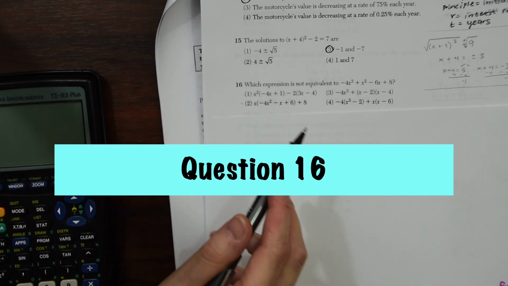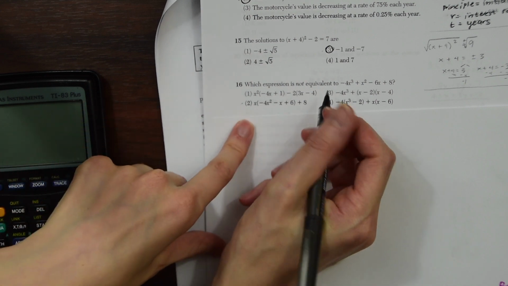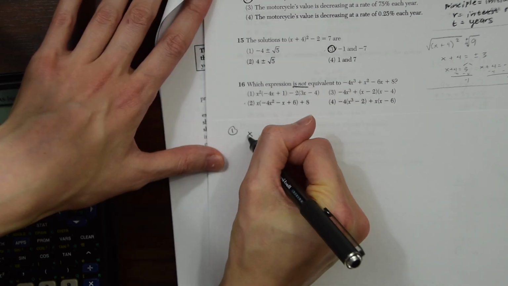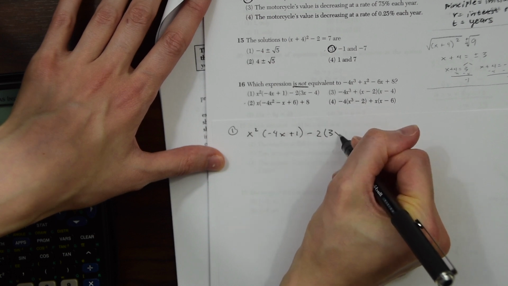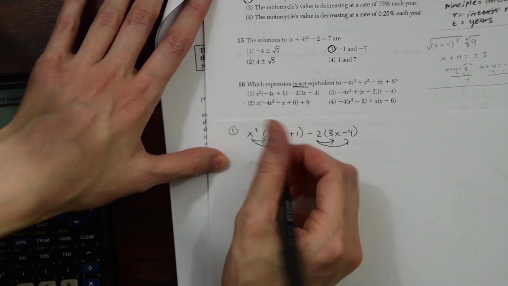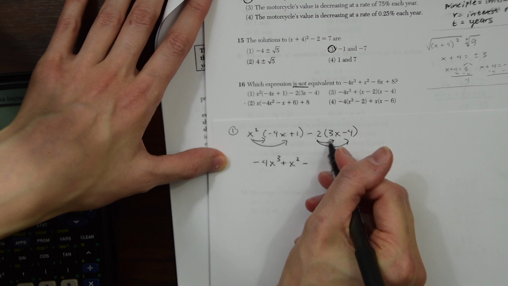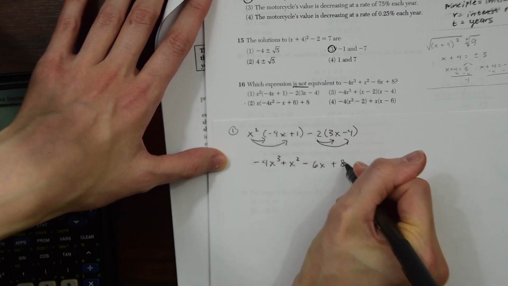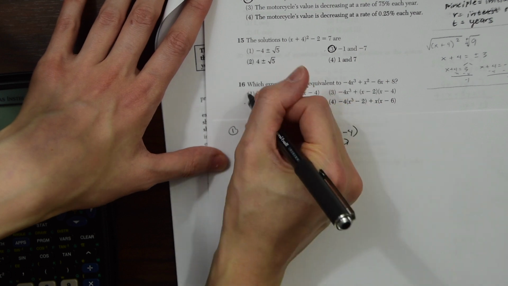16. So this is a weird one. Which expression is not equivalent to -4x³ + x² - 6x + 8? The easiest way to answer this is to just distribute each expression and see which one doesn't match up. Look at this first choice: x² times (-4x + 1) minus 2 times (3x - 4). So let's just distribute these. When we distribute this, we get -4x³ + x². And now distributing the -2, we get -6x + 8. And you'll see that we got this. Since it is right, we know that this is not our answer.